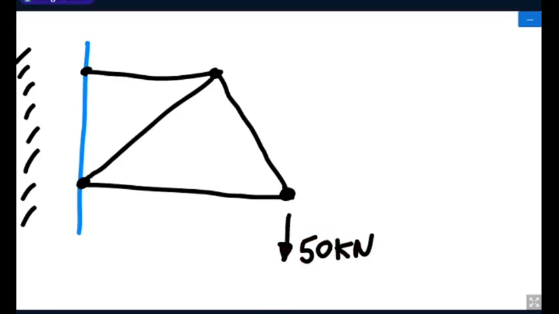$50 kilonewtons there, right? Let's say it's got 50 kilonewtons there. So we could then work some of these out, couldn't we? We could work this out, right? And let's say we need to work these two out as well.